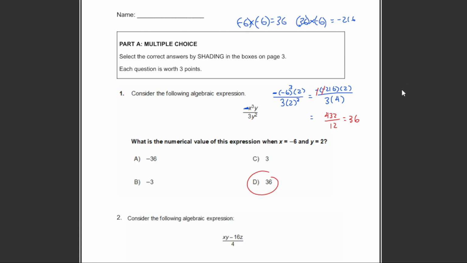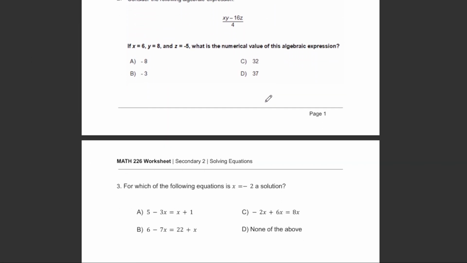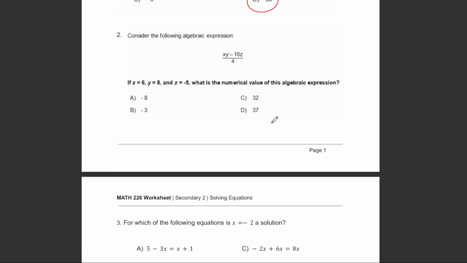So I'm going to move right along to question 2. Let me get my blue marker back here. Question 2 is the same idea, almost literally the same question. We're just plugging in different numbers, and we have a third variable, this z as well. Once again, I'm going to use my brackets here. Be very careful with how you're substituting these in. Instead of x, I've got 6 now. Instead of y, I've got 8. I'm going to do -16 times, instead of z, I've got -5. And I'm going to divide by 4.